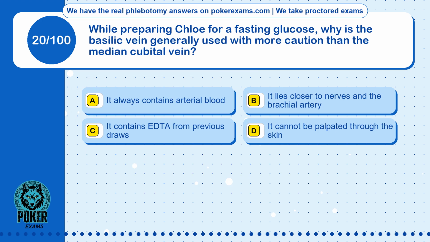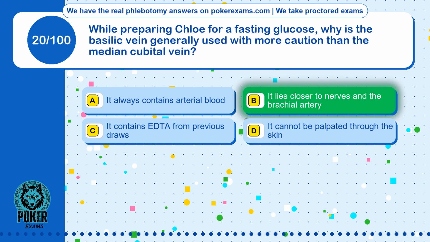Question 20. While preparing Chloe for a fasting glucose, why is the basilic vein generally used with more caution than the median cubital vein? Option A. It always contains arterial blood. Option B. It lies closer to nerves and the brachial artery. Option C. It contains EDTA from previous draws. Option D. It cannot be palpated through the skin. The correct answer is option B.